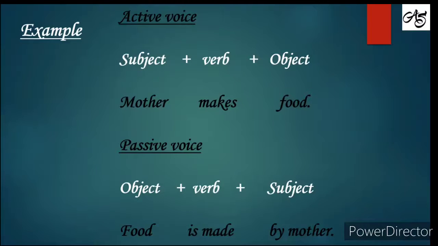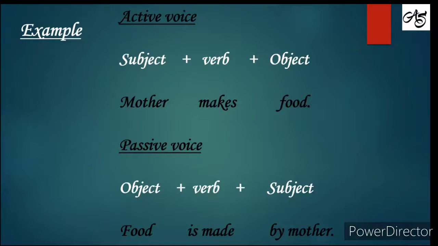Can you understand? Here in the active voice, the agent, mother, comes in the beginning. Mother makes food. But in passive voice, food is made by mother. Can you see the difference?